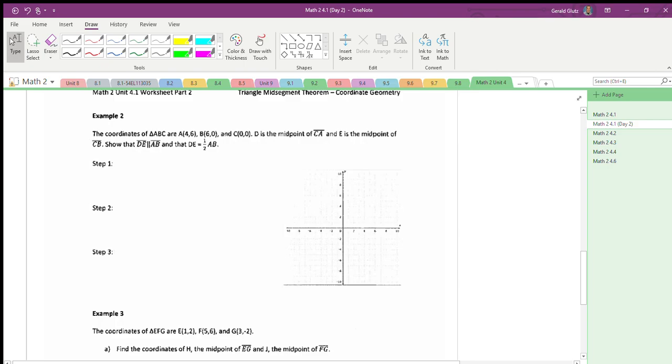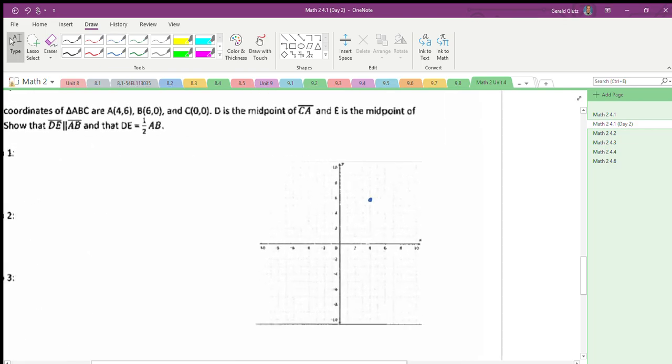So example 2, I'll do this really quickly and then I'll just put the answer for example 3 up. The coordinates of ABC are A is 4, 6, B is 6, 0, and C is 0, 0. So connect those points.